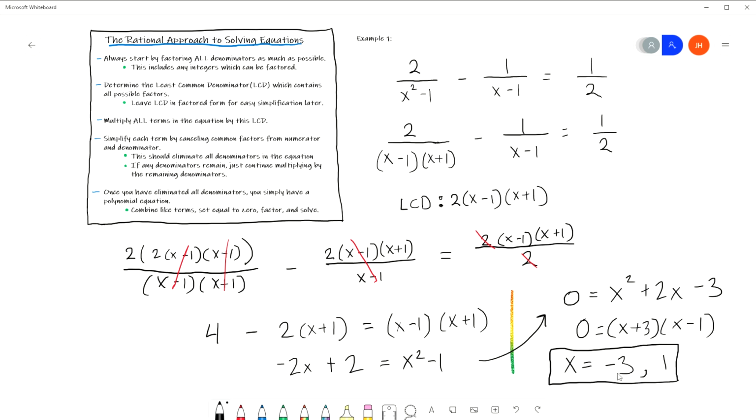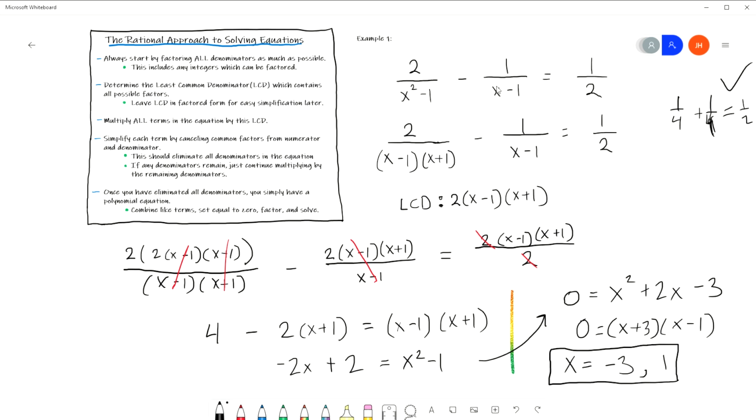Okay. Negative 3 plugged into this. Actually, we could double check our work. Negative 3 squared would be 9. Minus 1 would be 8. 2 over 8 is 1/4. Negative 3 minus 1 is negative 4, so this is negative 1/4, but I'm subtracting it, so it's plus 1/4. And it equals 1/2. Is that true? Yes, it is. 1/4 plus 1/4 is 1/2.